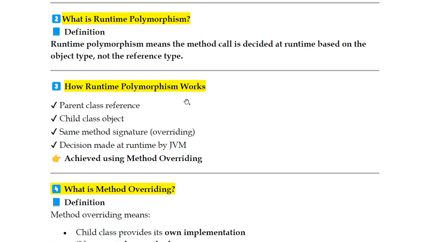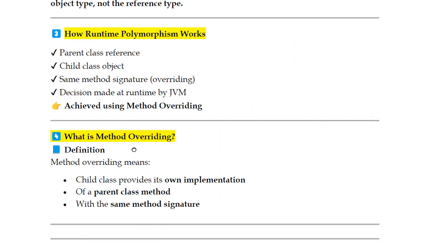This is about runtime polymorphism. The important key takeaway from this session is that runtime polymorphism means the method call is decided at runtime. Which method should execute at runtime is decided based on the object type, not the reference type. How does it work? Four key points: parent class reference, child class object, same method signature, and decision made at runtime by the JVM. Then only it will be treated as runtime polymorphism. It is not decided at compile time.